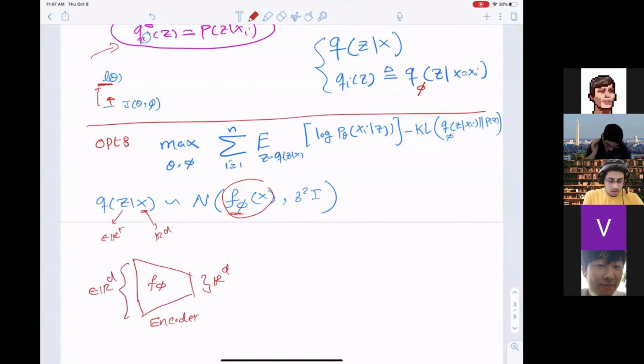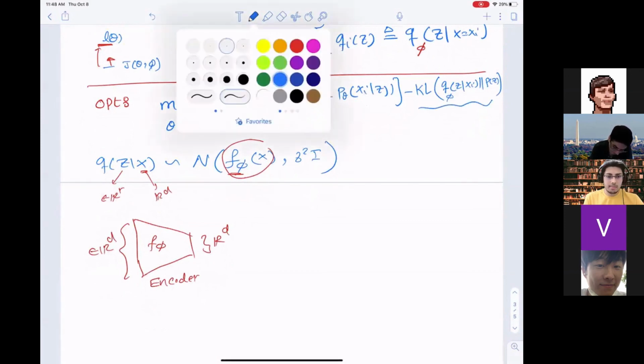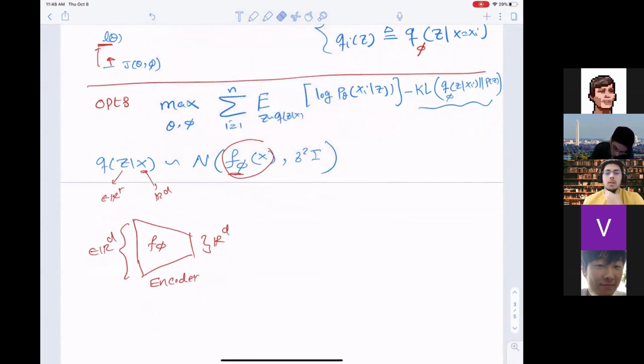Okay, that's it. Now, the claim was that this optimization is relatively simpler than actually maximizing the log likelihood function. And in fact, that's the case. So let's see why it is simpler to do the optimization. Let's actually open up this KL term here. Again, KL is the expectation of the log of the first distribution minus the log of the second distribution, right? That's the definition of the KL. It's simpler to open this up.